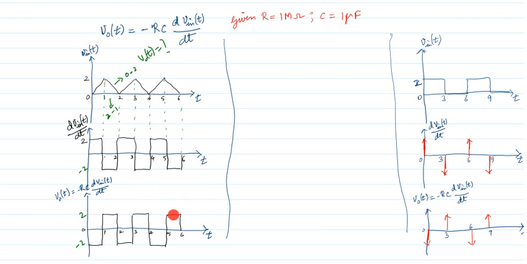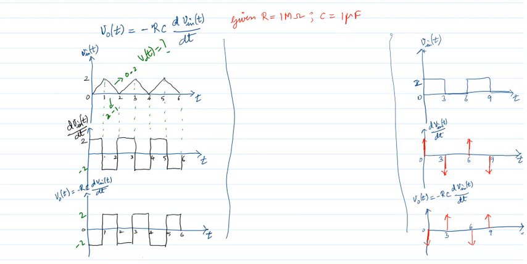Why is it inverted? Because of this minus sign. Suppose RC is not 1 but some other value, then you just multiply. Suppose RC is 2, what happens? It goes up to 4, and goes down to minus 4. Here, for your convenience, I have given R and C such that the product is 1. Suppose the product of R and C is 3, then it will go up to 6 and down to minus 6, right?